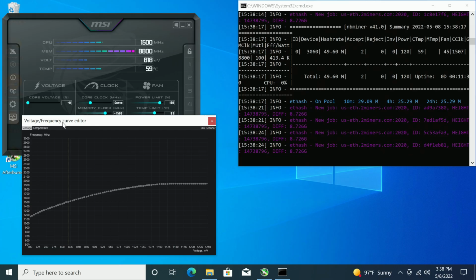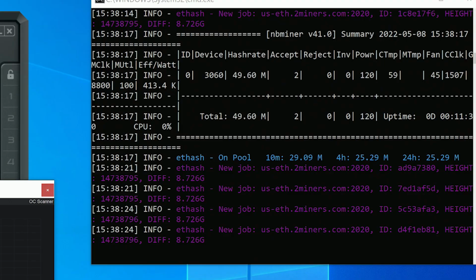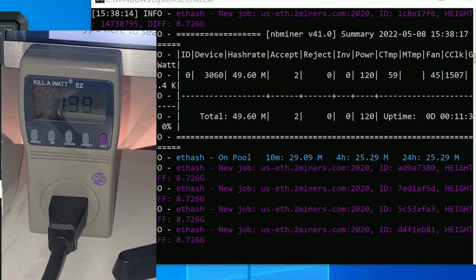Now, both of those things added together resulted in dropping the power consumption in the software down to 120 watts. And at the wall, of course, through the gold rated power supply on a 120 volt circuit, and your mileage may vary, it was at 139 watts. So let's go ahead and take a look at what that translates into, of course, on WhatToMine.